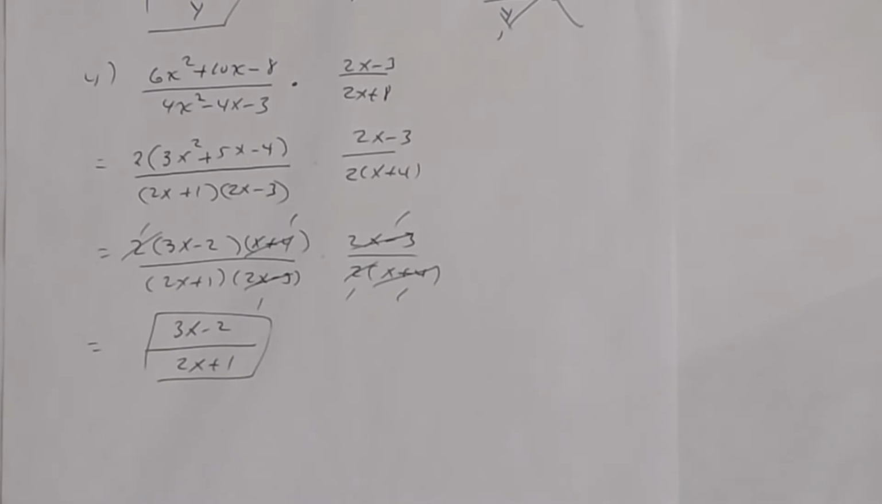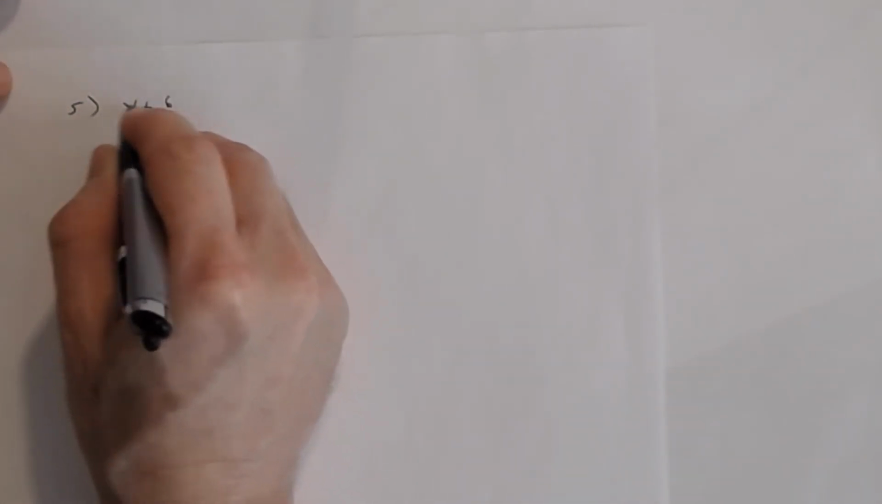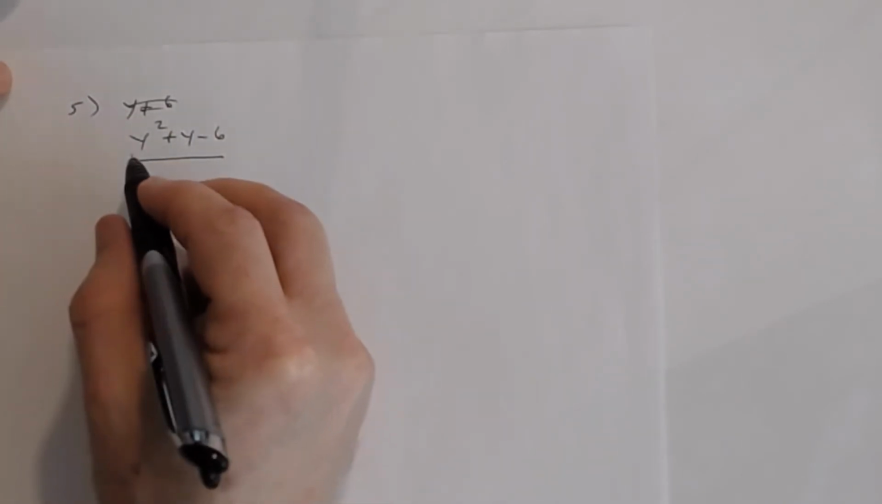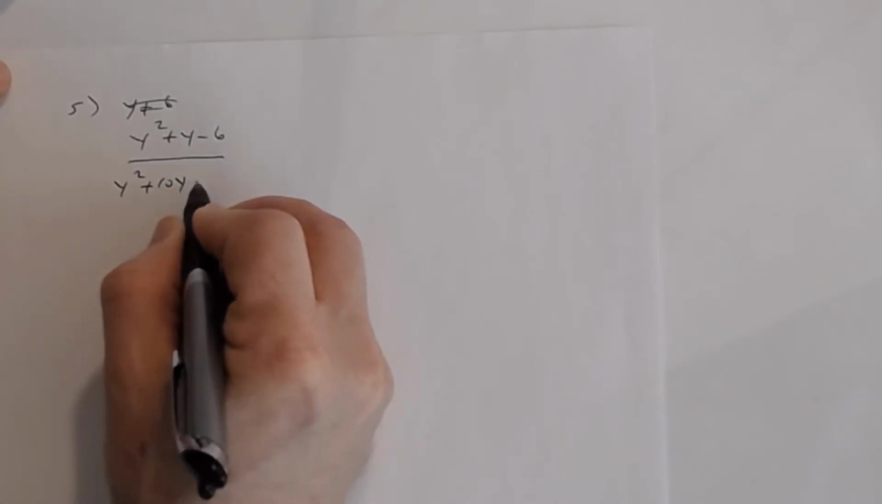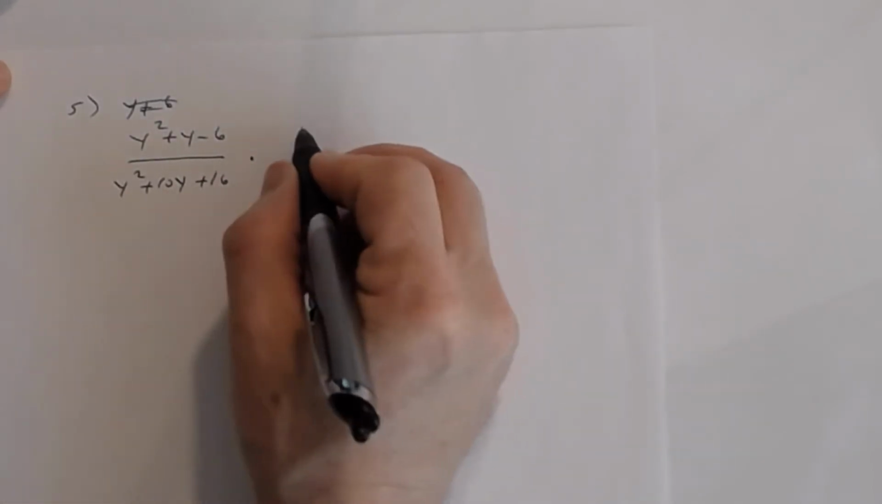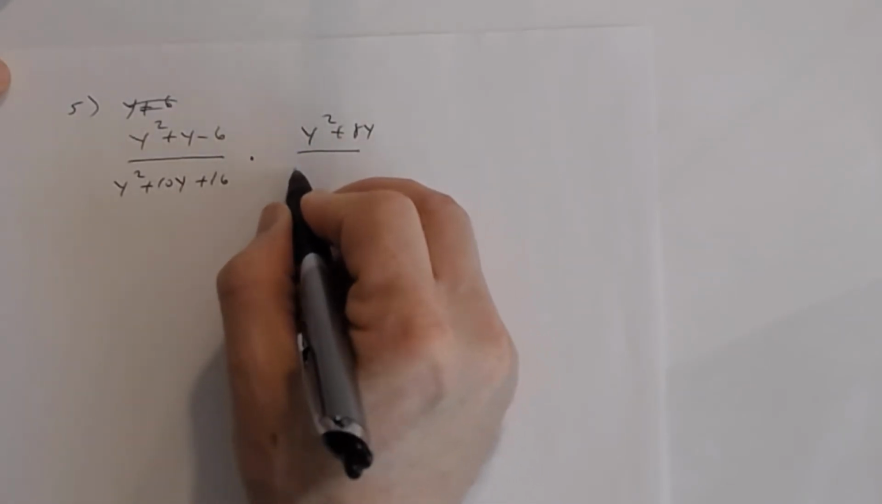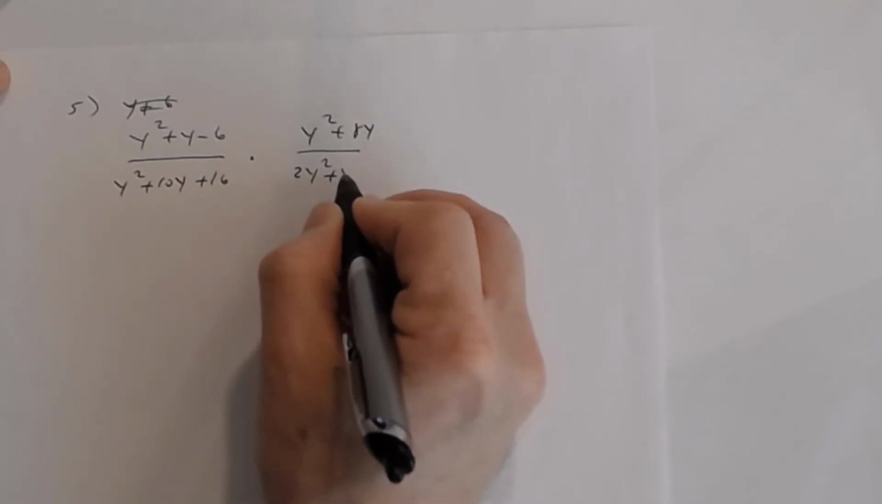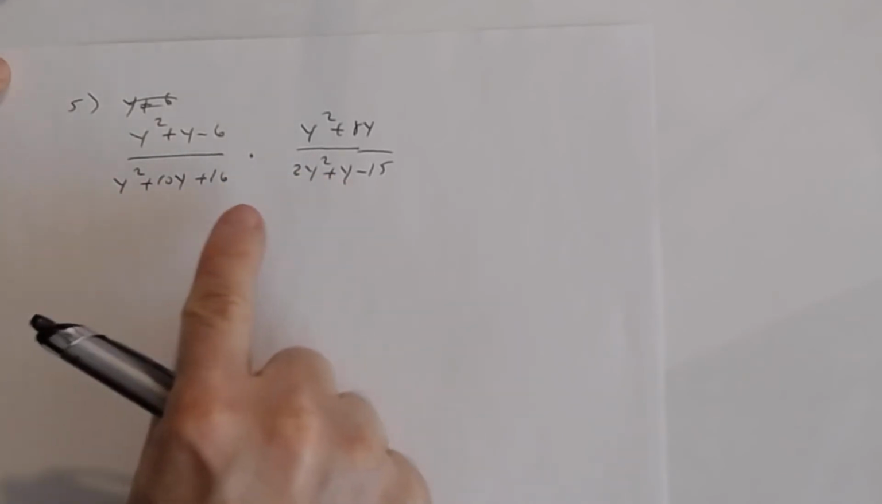All right, let's look at number 5. Number 5, let's suppose we had this for number 5. So you had y squared plus y minus 6 divided by y squared plus 10y plus 16 times y squared plus 8y divided by 2y squared plus y minus 15. All right, so you have these two rational expressions you're multiplying.